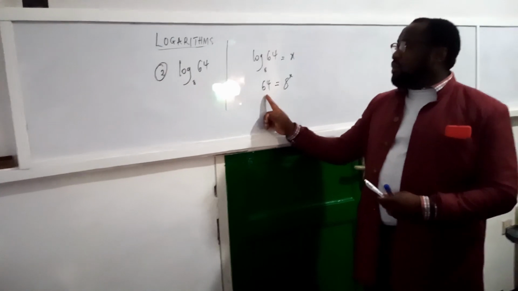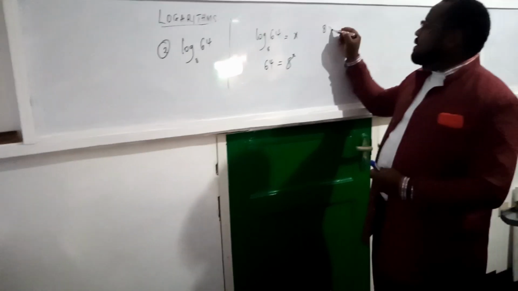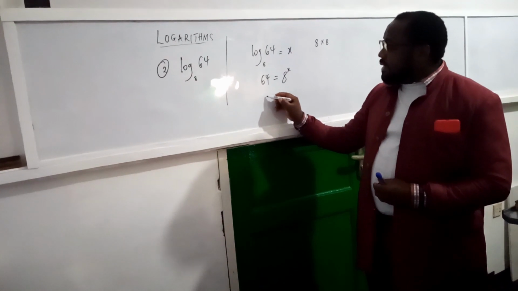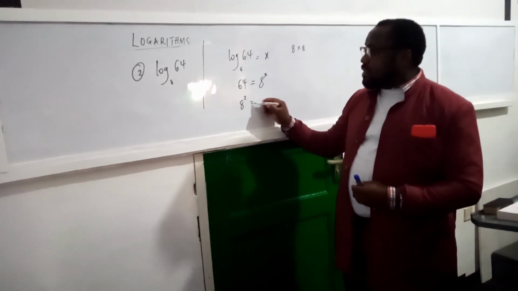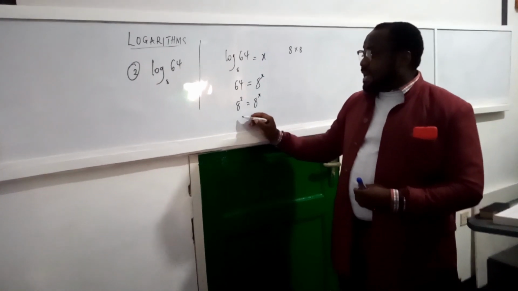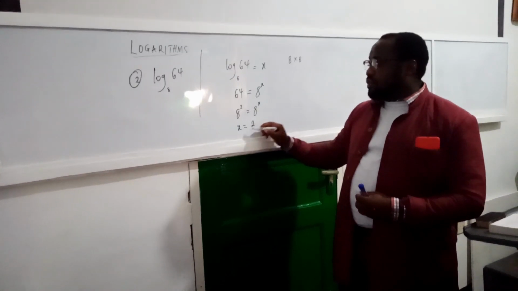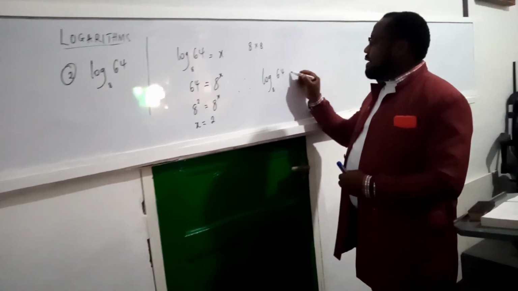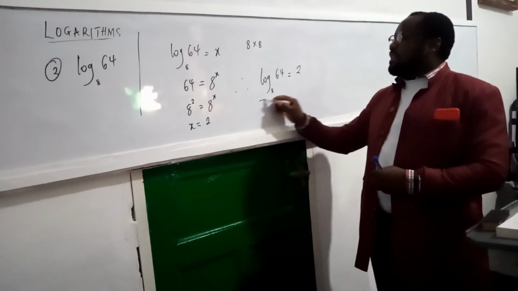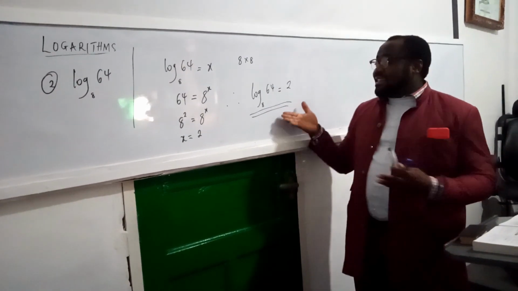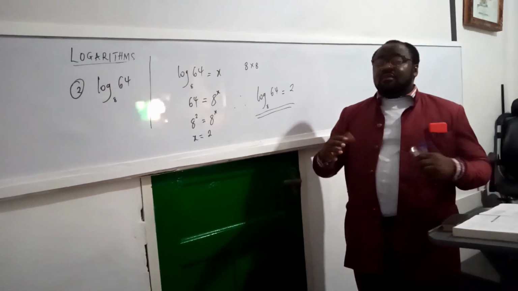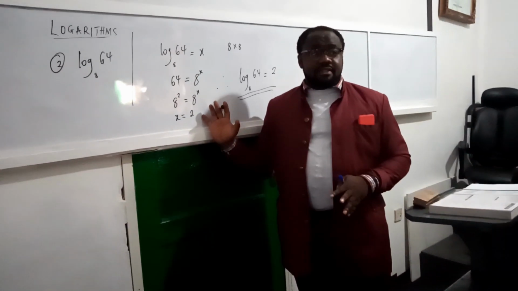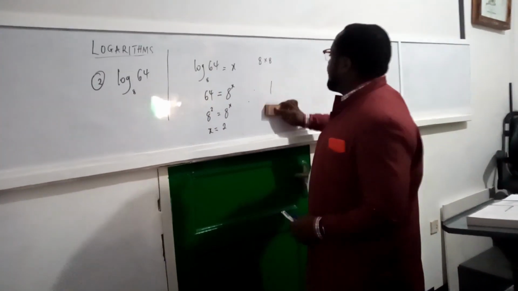How many times will 8 go into 64? I have 8 times 8, which is 64 already. So this will give me 8 to the power 2, and this is equal to 8 to the power x. That means x is equal to 2. Therefore, log 64 base 8 is equal to 2. This is our answer. If you understand this, then you have understood the basics of logarithms. This is the first step to understanding logarithms. Let me give you one more question to solve. Try your hands on the next question.